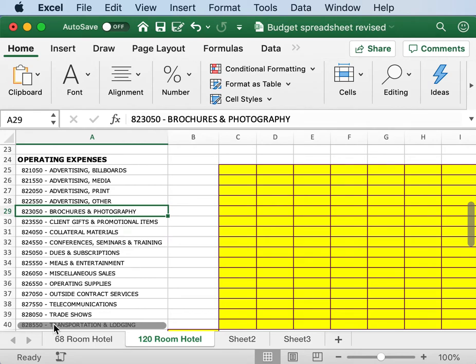So this is a little confusing because we have collateral down here below, and some hotels would just combine brochures and collateral all into a single line. So collateral is just basically any kind of printed material that is around the hotel.